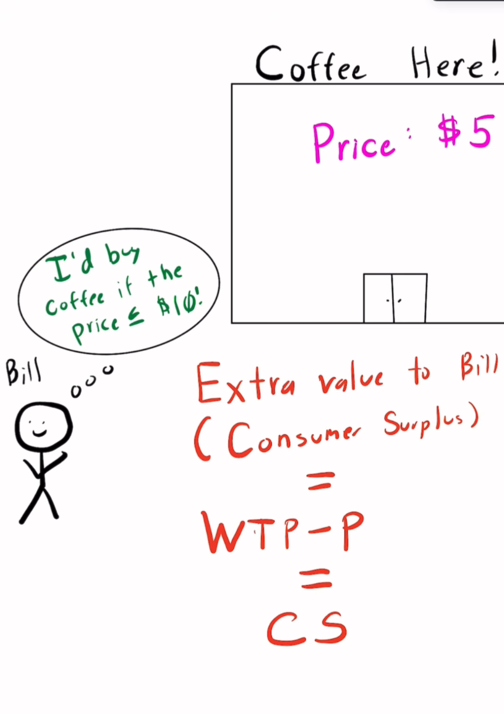Now, suppose the price is $5, so of course Bill is going to buy the coffee. But the key here is that in addition to getting that coffee, it's almost like Bill got an extra $5 out of this trade. And that's what we call consumer surplus, which we just calculated as the difference between the willingness to pay and the price.